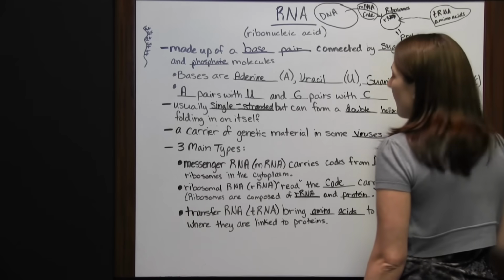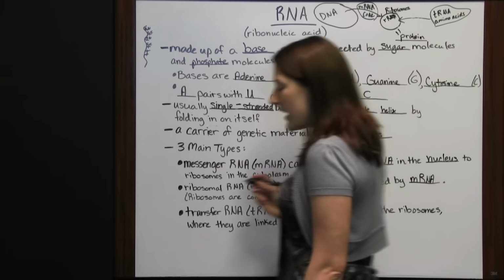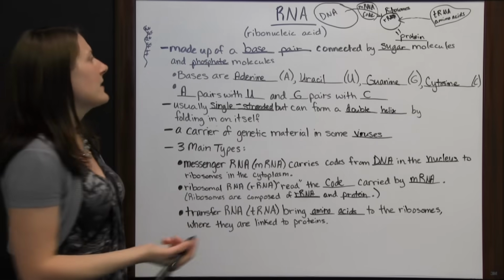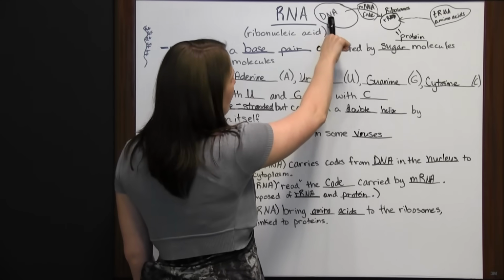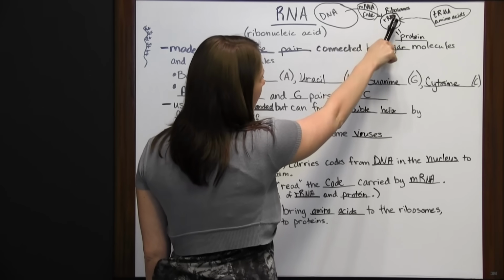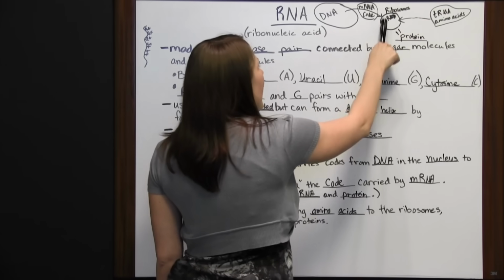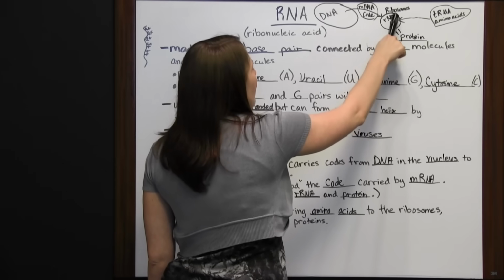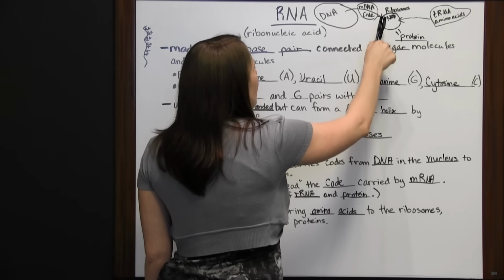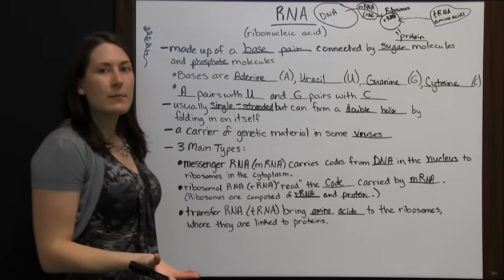So the whole point of all this was to create a new protein, and RNA is a big part of protein synthesis. So it's going to move the code from the DNA via messenger RNA into a ribosome, and transfer RNA is going to bring amino acids into the ribosome, and the ribosomal RNA is going to take the code and take the amino acid and create a protein and spit it out.